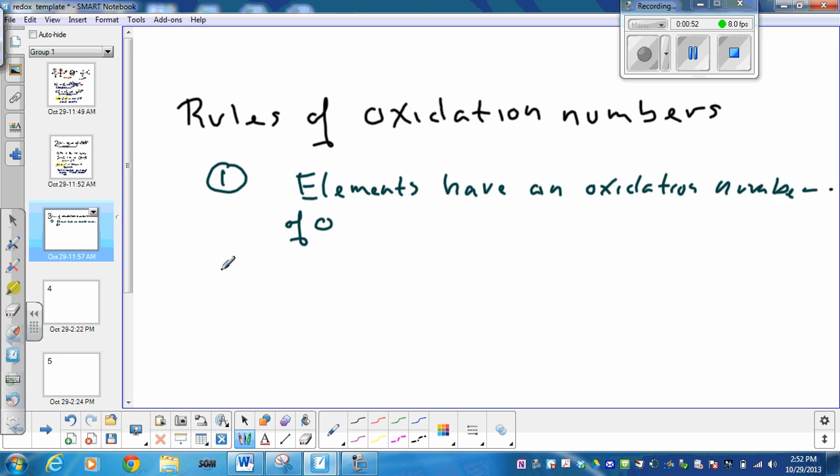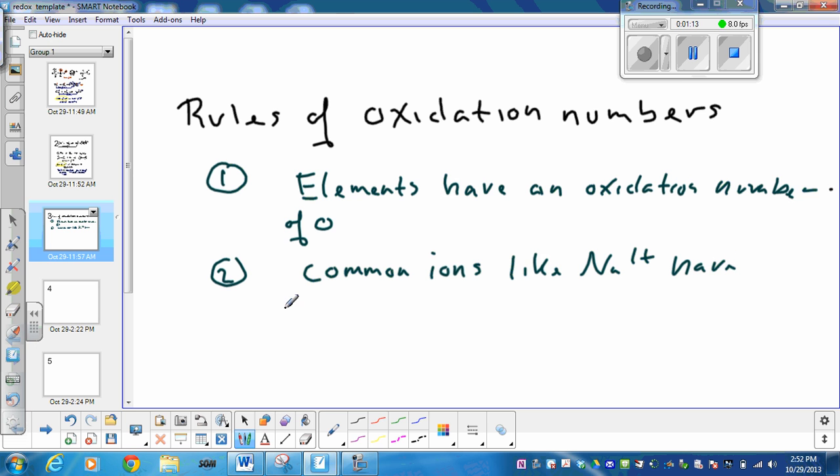Other things that we saw is that common ions such as sodium, chloride, have the same oxidation number as their ion charge. This makes it very easy. So ionic compounds are relatively easy to work with.